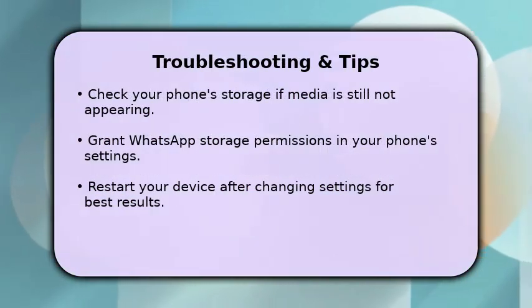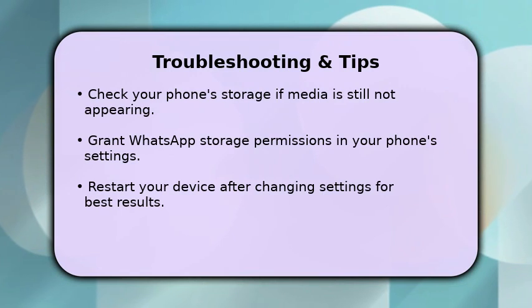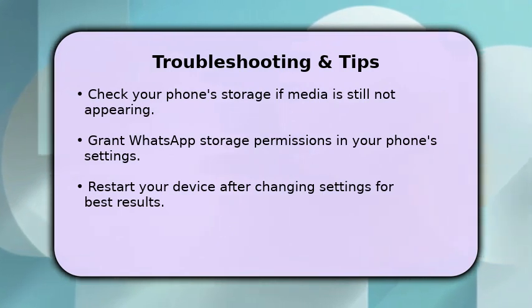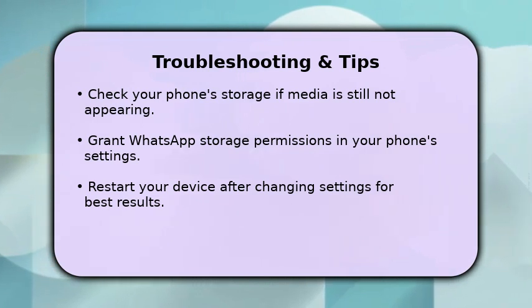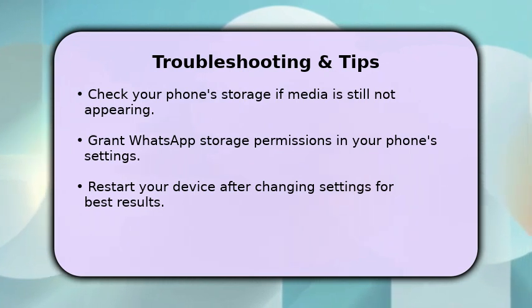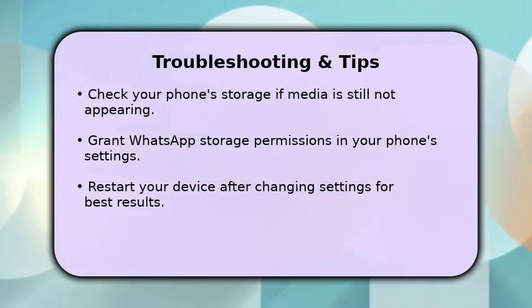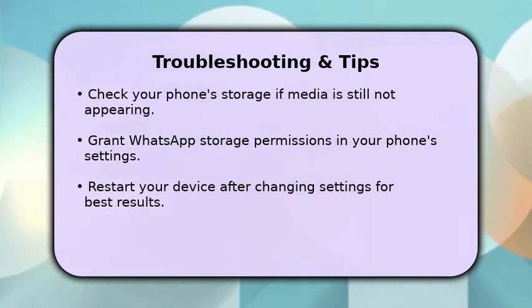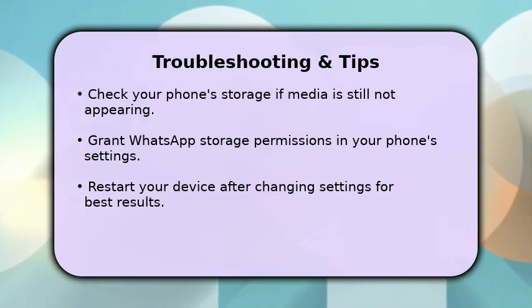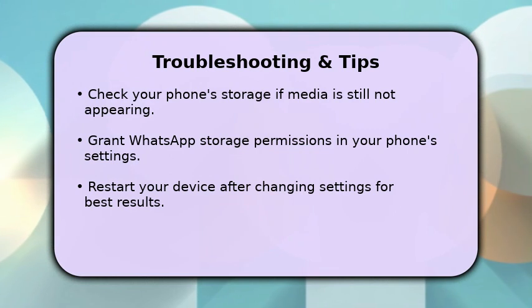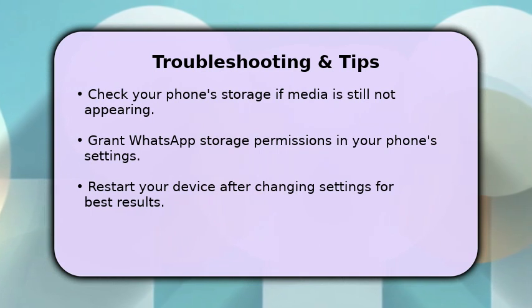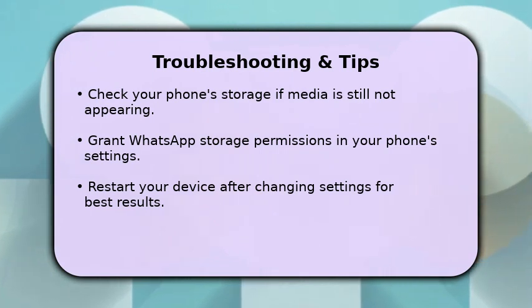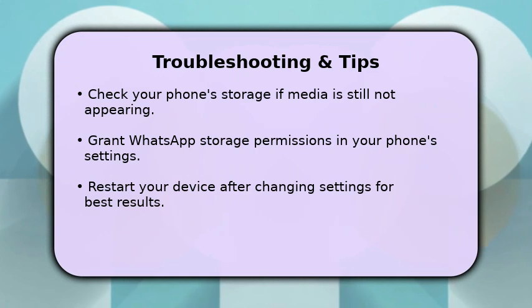Sometimes, even after adjusting these settings, you might still encounter issues. First, always check your phone's available storage. If it's full, new media cannot be saved. Also, ensure WhatsApp has the necessary permissions to access your phone's storage or photos. You can usually find this in your phone's main settings under Apps or Applications. Finally, a quick restart of your device after making any changes can often resolve minor glitches and help the new settings take effect immediately. Enjoy your easily accessible WhatsApp media.